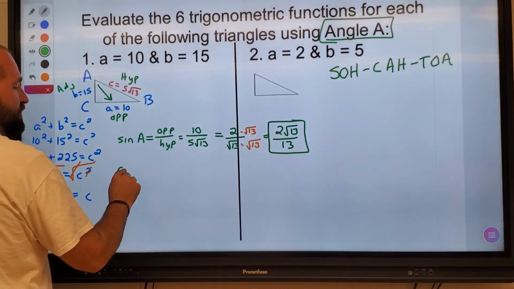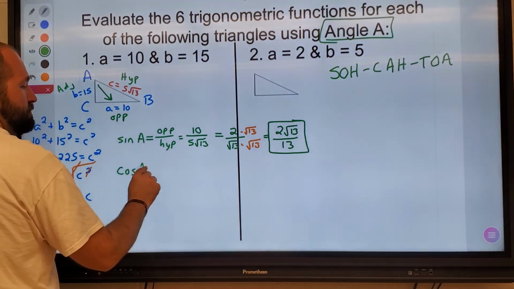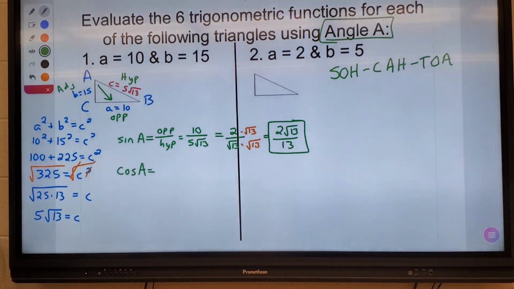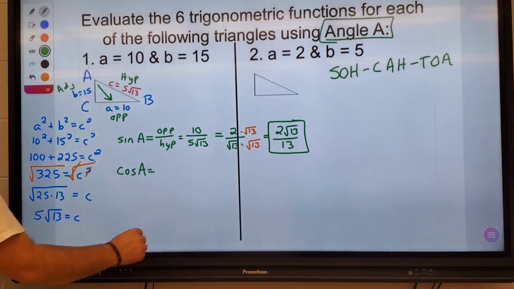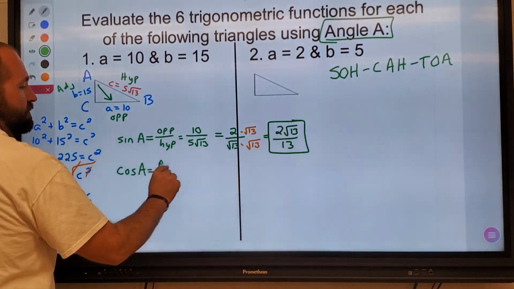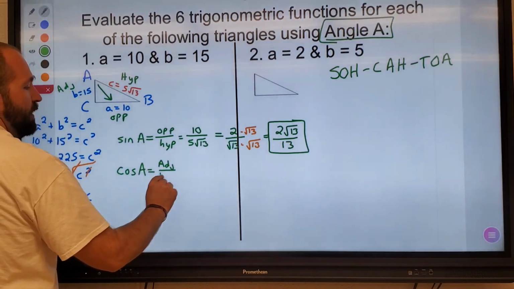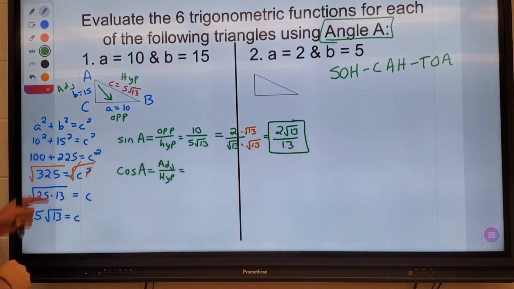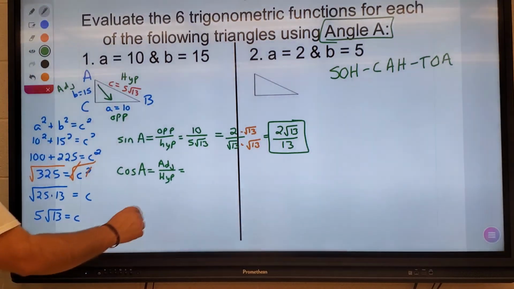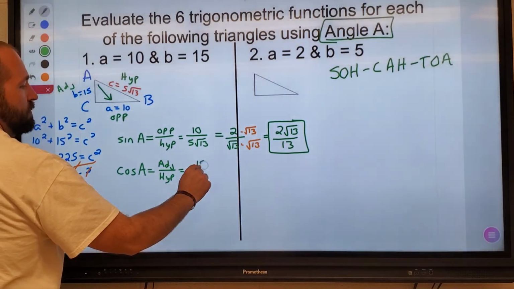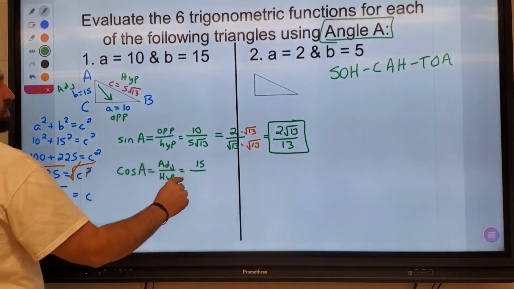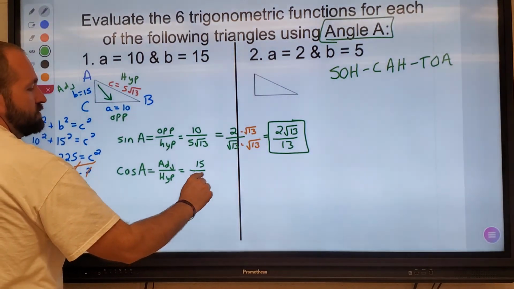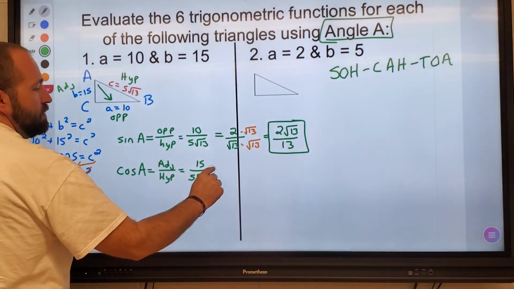Moving on then to cosine of A. Again, looking at this SOHCAHTOA there, CAH means the adjacent divided by the hypotenuse. Which again, if I use what I have up here, the adjacent is 15 over the hypotenuse, which was 5 square root of 13.